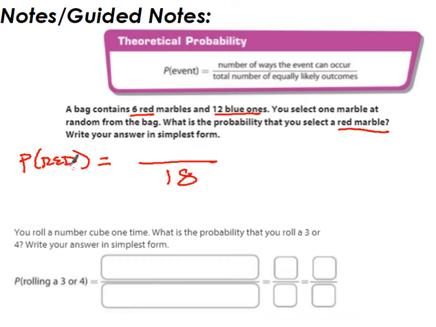Now, how many red marbles do I have? And that goes in the top, 6. So it's just 6 over 18.